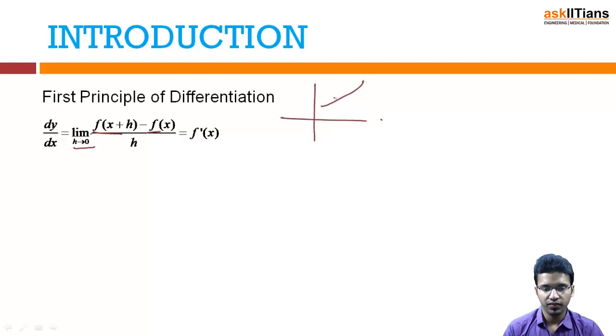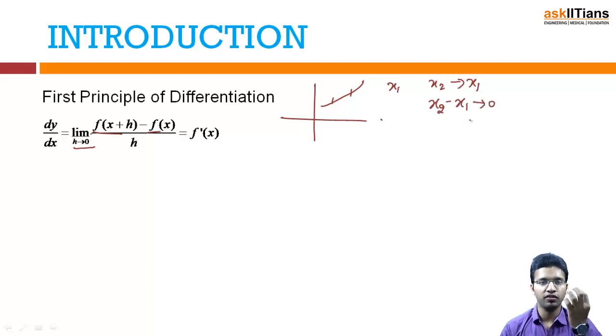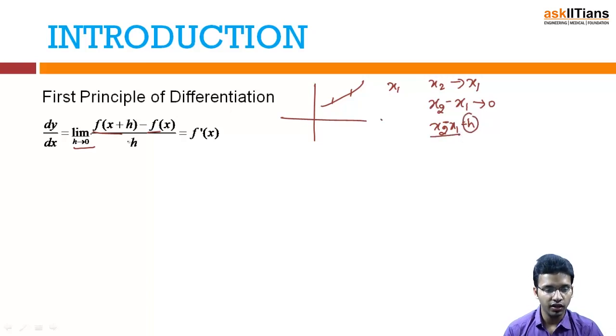I said one point is x1 and the other x2. I was saying that x2 tends to x1. So can I write x2 minus x1 is tending to 0? Of course, if we are saying one quantity is approaching the other, if you take the difference, that has to be 0. Or we say that x2 minus x1 is a quantity h, such that if this tends to 0, obviously h also tends to 0. So what is written here is x1, y1, x2, y2. They have written that this point is x1 plus h and this y2 is f of x1 plus h and this is f of x1.